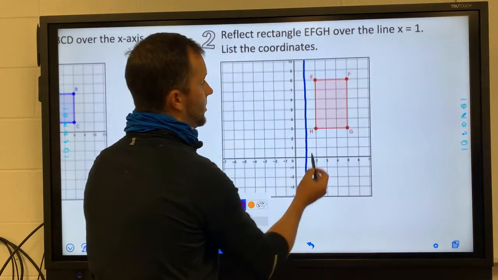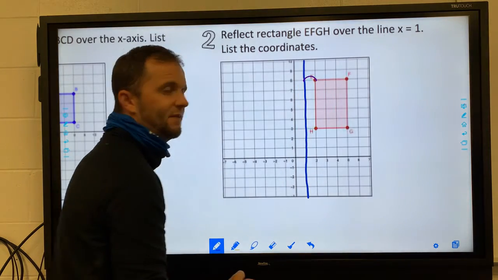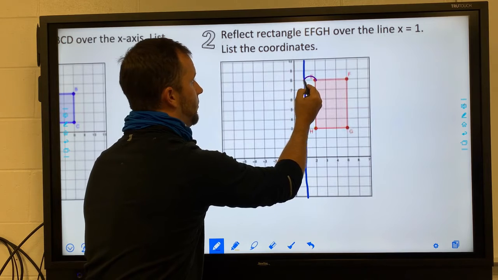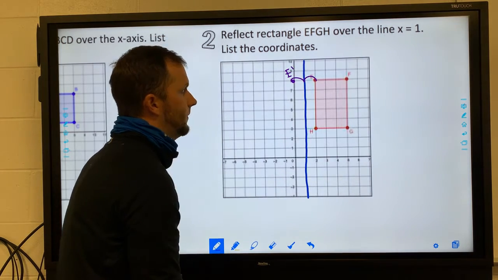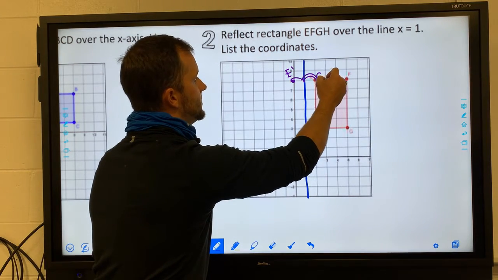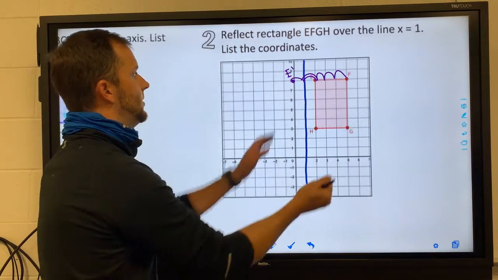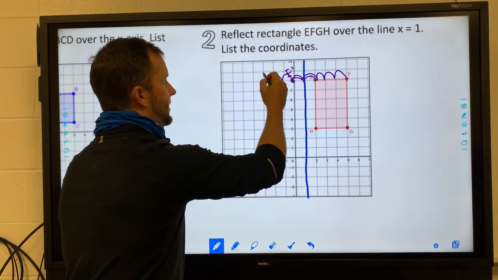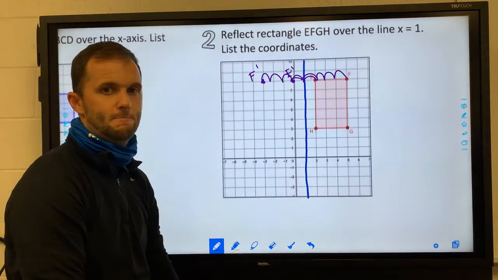So here we go. So looking at point E first. So point E is one space away from x equals 1. So that means I'm going to go across that line and I'm going to go one space over. So ladies and gentlemen, right here would be E prime, okay? From this line, point F is going to be 4 spaces away from x equals 1. So I'm going to go on the other side of x equals 1 and I'm going to count 1, 2, 3, 4. So right here, ladies and gentlemen, this is going to be F prime, okay?